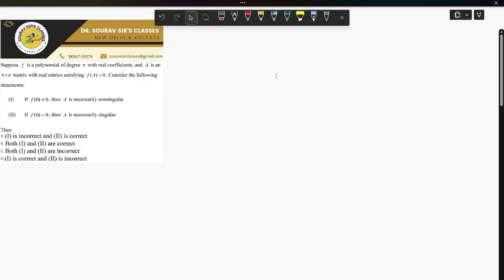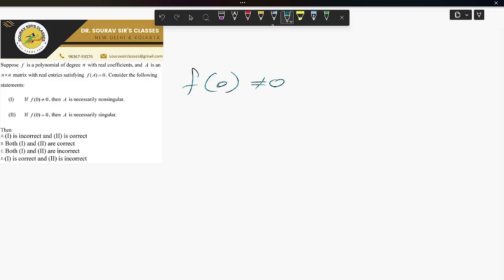So we are tasked with analyzing two statements about a polynomial f and a matrix A. Let's carefully evaluate each statement. Statement 1 says that if f of 0 is not equal to 0, then A is necessarily non-singular. Okay. So f is a polynomial of degree n with real coefficients and f of A equals 0. This is given in the question. This means A is a root of the polynomial.